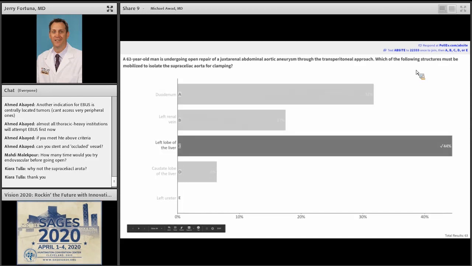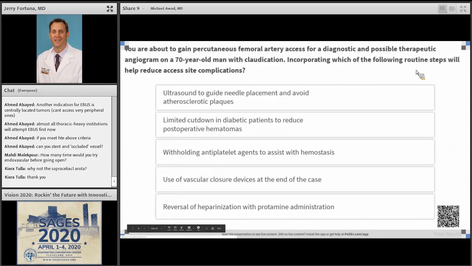The caudate lobe should be more lateral. You're going to be more medial, right on the spine. And the left ureter is really completely out of play. So the left lobe of the liver is the only thing you need to do for exposure to be able to bring that up. And frankly, in some patients, you don't have to move that out of the way either. You're going through the gastrohepatic ligament.